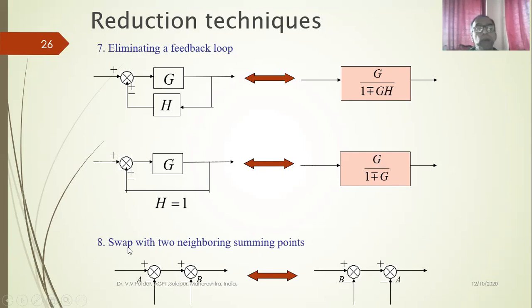Now rule number 8, swap two neighboring summing points. See, this is the original block diagram where two summing points are there, summing point A and summing point B. This rule is valid when there is no block between the summing points. When there is no block between the summing points, I can swap. I can just exchange. I can bring B here, I can move A here. The swapping of summing points is possible only when there are no blocks between the summing points. Now B is moved here, and A is moved here. This is called swapping, just changing the position.